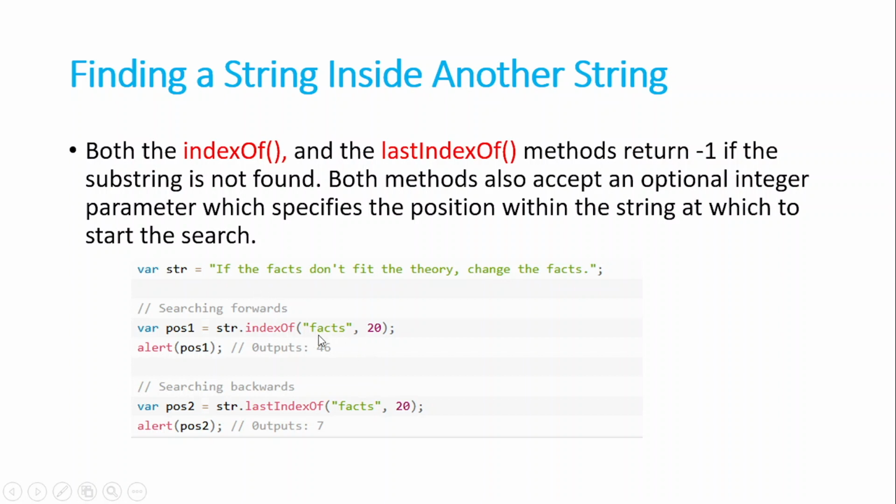For example, you want facts to be searched after index 20. So after 20 characters, you want to start searching for facts. It will leave out the first 20 characters and then start searching for facts ahead. So this is basically that. We can specify the starting index of our search when we want. Otherwise, it will take the default 0th index and search the complete string. This goes for this one as well.